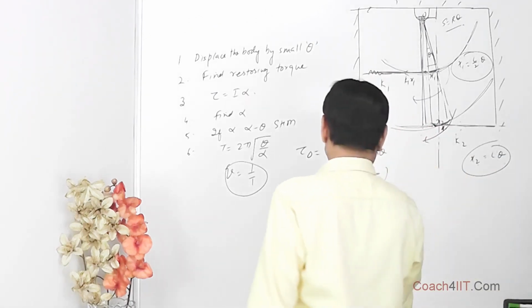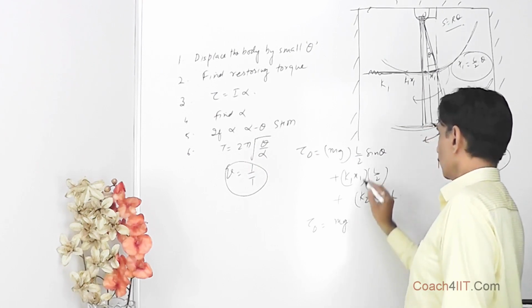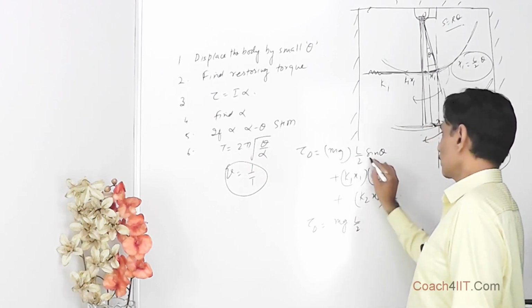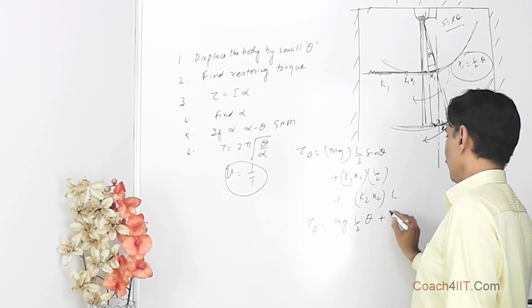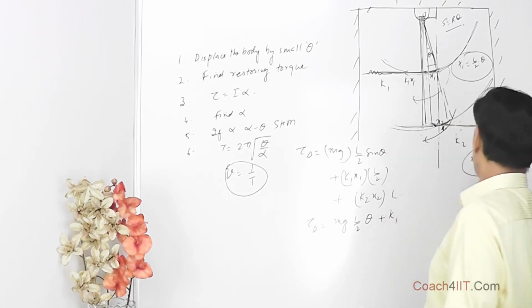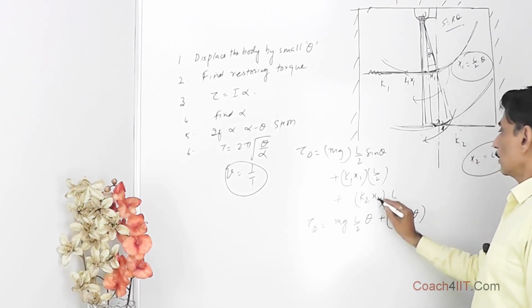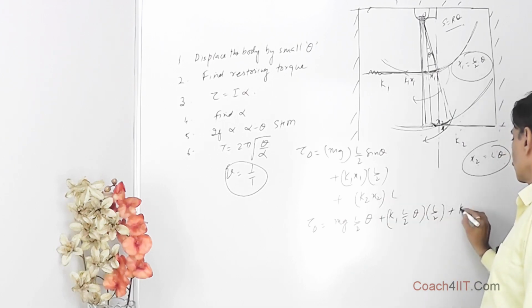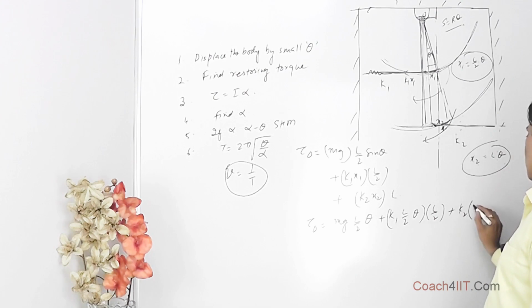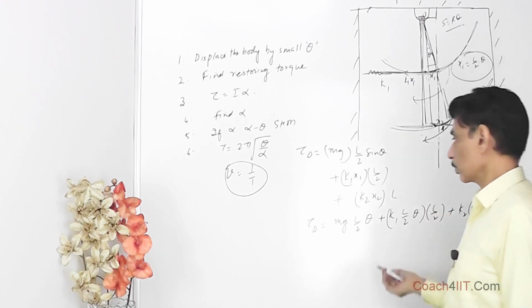So we can get the torque about O is going to be mg into L by 2 into sine theta. Taking theta as very small, sine theta is equal to theta, plus K1 into x1. x1 is what? L by 2 theta. So K1 x1 into L by 2, plus K2 into x2, which is L theta, into L. This is torque. Net torque is equal to I alpha.